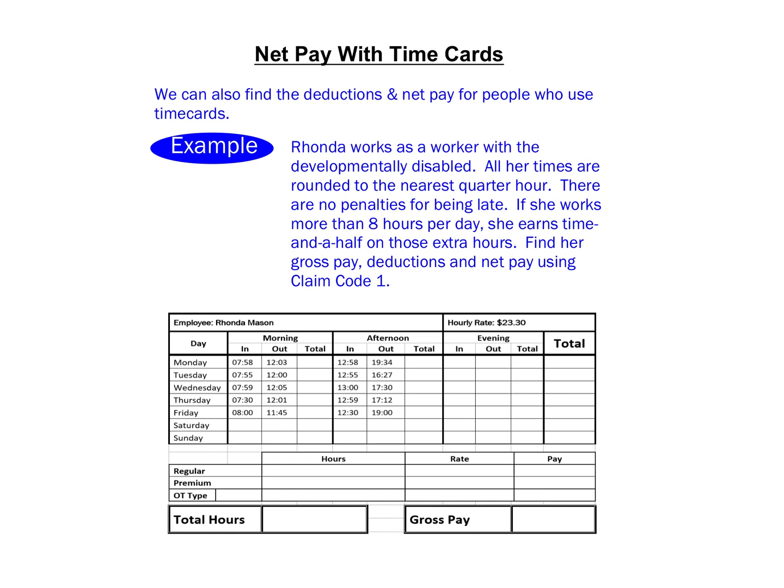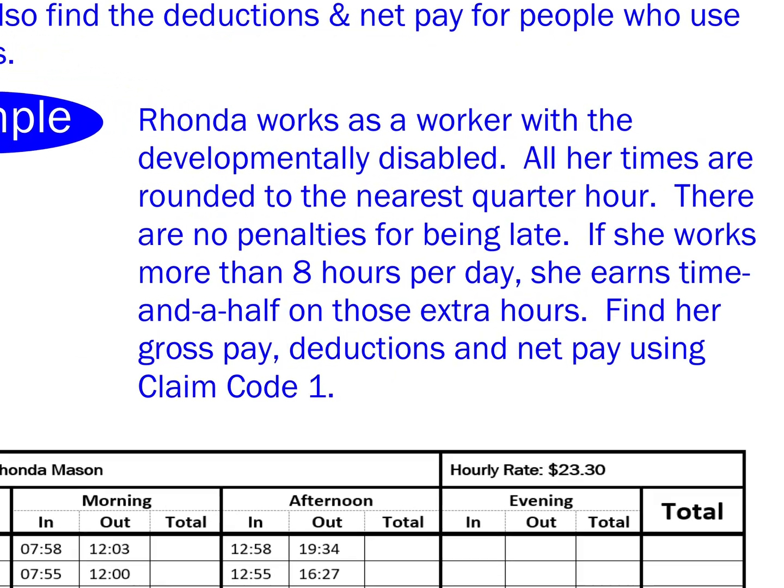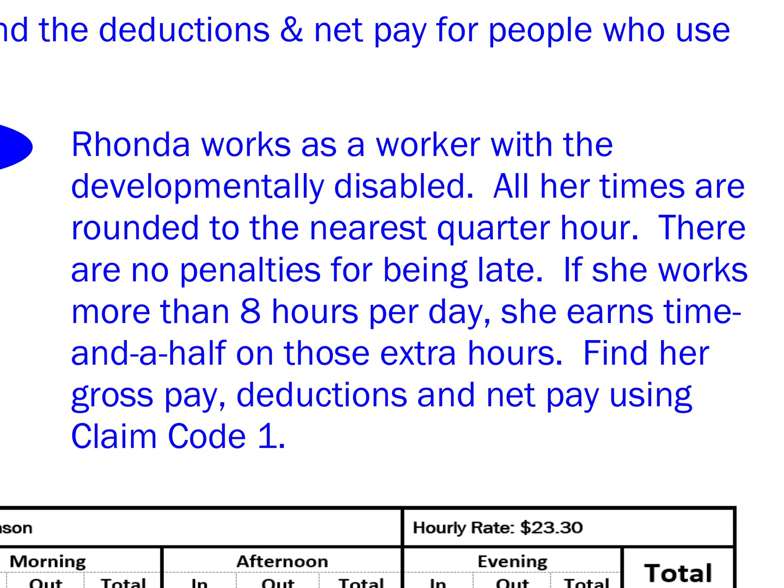Let's do a couple examples just to refresh your memories. So let's look at this first one. Rhonda works as a worker with the developmentally disabled. All of her times are rounded to the nearest quarter hour. There are no penalties for being late. If she works more than 8 hours a day, she earns time and a half for those extra hours. Find her gross pay, deductions, and net pay using claim code 1.